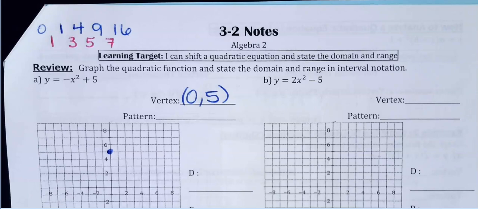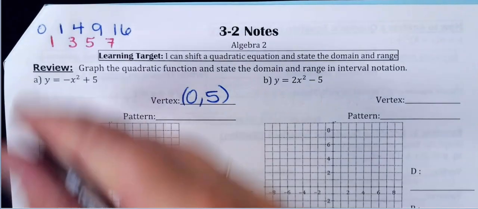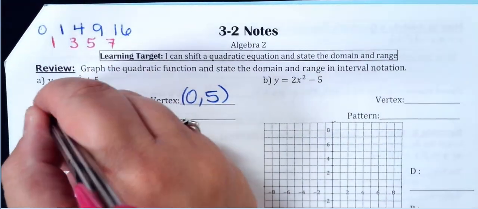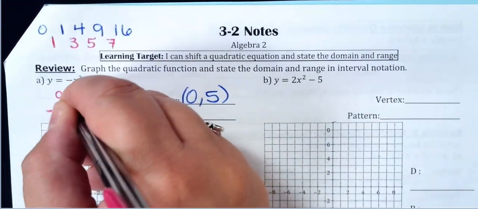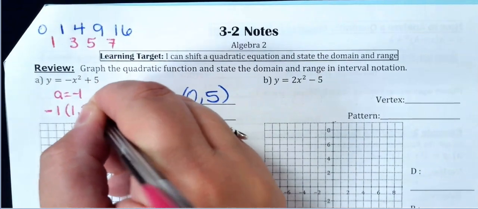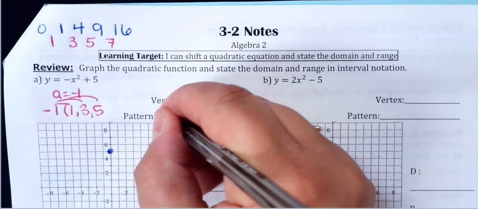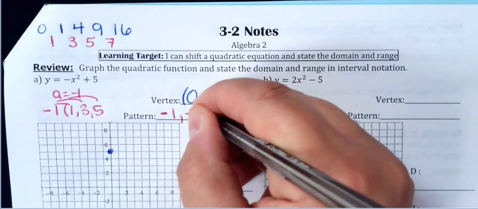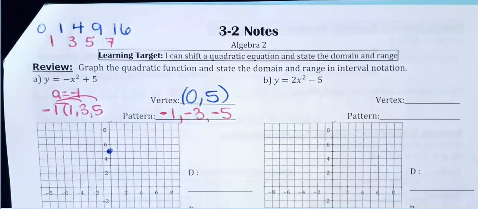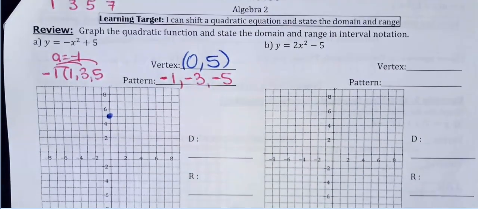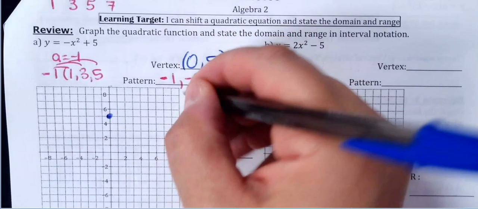But if your a value is not 1, my a value here is negative 1, all you do to write the pattern for the graph that you're trying to look at, take that a value and just think about it like distributing it to the 1, 3, 5. So what that's going to do for this graph, it would just be negative 1, negative 3, negative 5. And I can just use that pattern to help me get more points on this graph. So it always works the same way. Don't have to write this down.